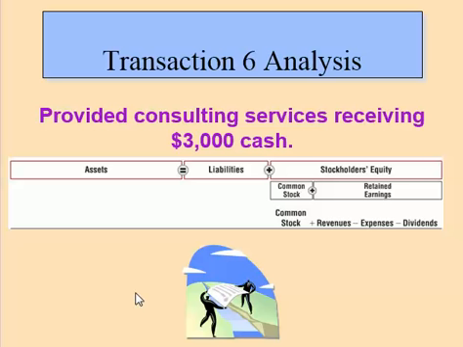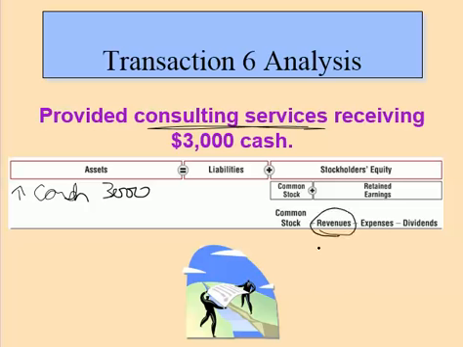Now we provided consulting services receiving $3,000 in cash. Again, anytime we receive cash, that should be a quick indicator for you that my asset needs to go up, and in this case the asset is going to be cash for $3,000, and in exchange we provided consulting services. Well, how does a company make their money? This particular company provides services. We're going to call that revenue. So my revenue is going to go up $3,000, and revenue is part of stockholders' equity. So my assets are going to go up as well as my stockholders' equity for $3,000.